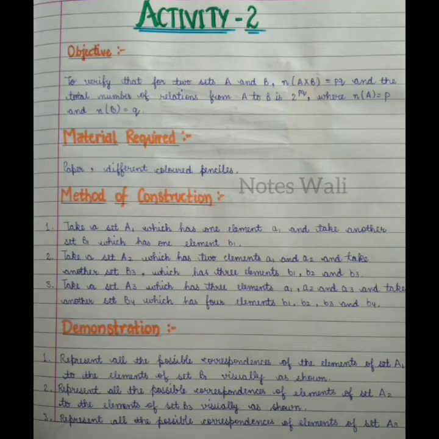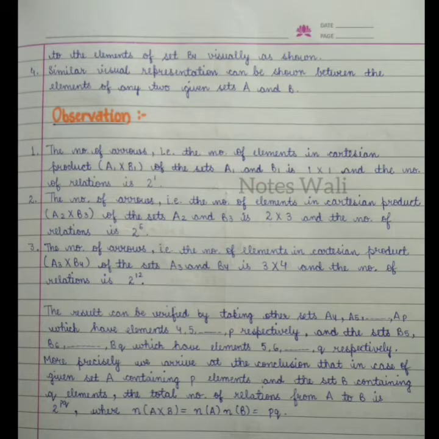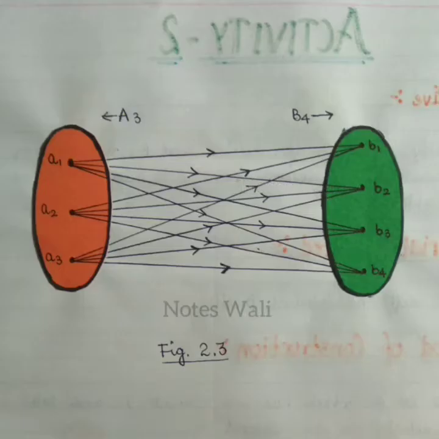The second activity is from chapter number 2 of our textbook, which is relations and functions. We have to verify that for given two sets A and B having elements P and Q respectively, the number of elements in the Cartesian product is PQ and the total number of relations is 2 raised to the power PQ.